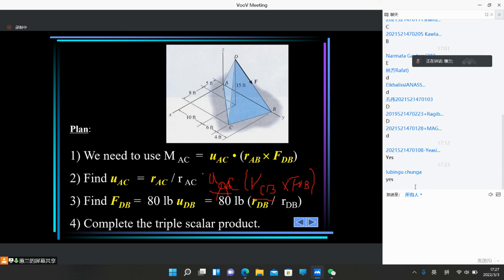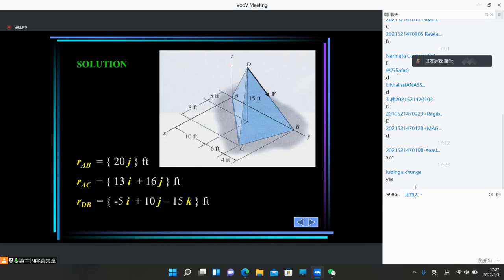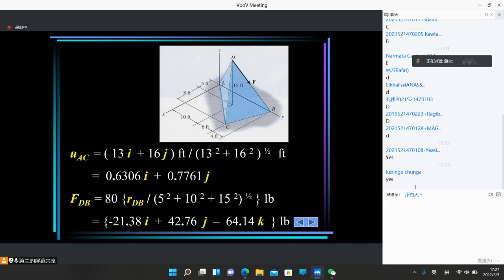Because axis AC means the axis is starting from A, ending at C. So it has direction, sorry, it has sense. That's why here I use the unit vector of AC. Okay, we can use the unit vector of UCA, but here it's okay. Or you can use RCD cos FDB. So you have different approaches to find the moment about axis AC. Okay, so I don't want to go into detail here. We know how to find it.